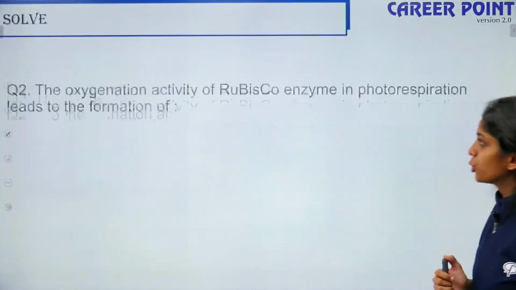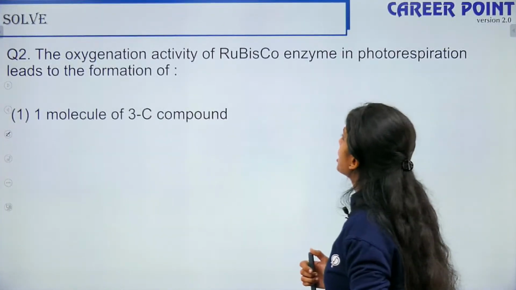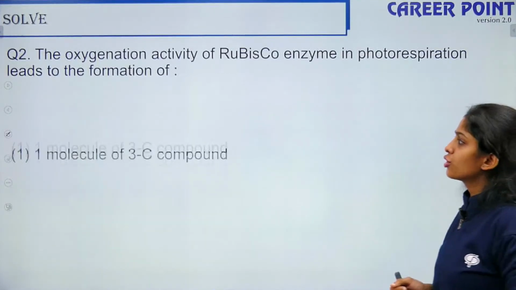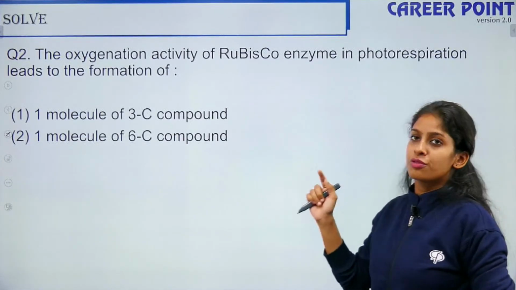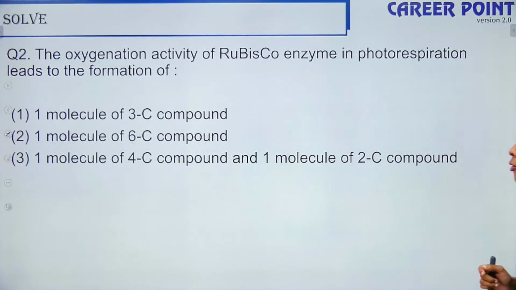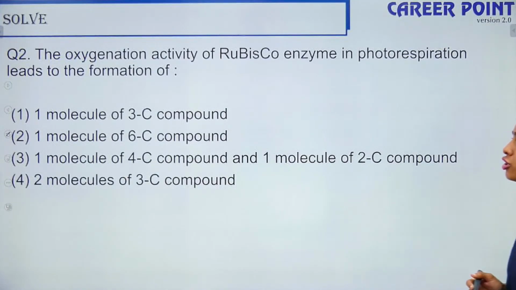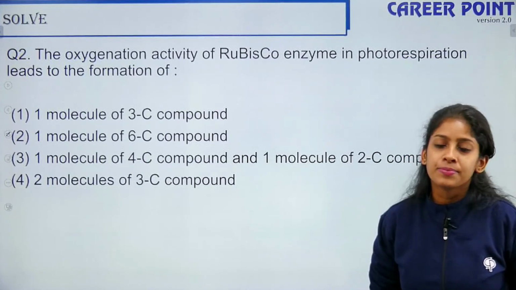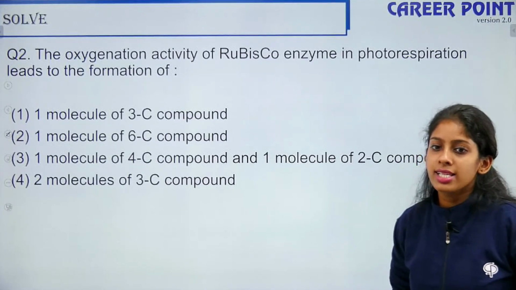Okay, so question 2. The oxygenation activity of RuBisCo enzyme in photorespiration leads to the formation of one molecule of 3C compound, one molecule of 6C compound, one molecule of 4C compound and one molecule of 2C compound, two molecules of 3C compound. Yes, what is the answer? Yes, quick, what is the answer?